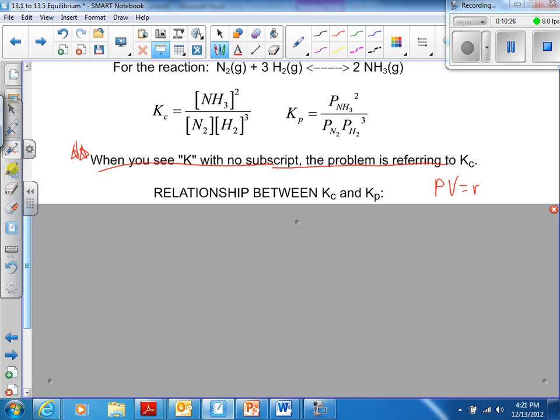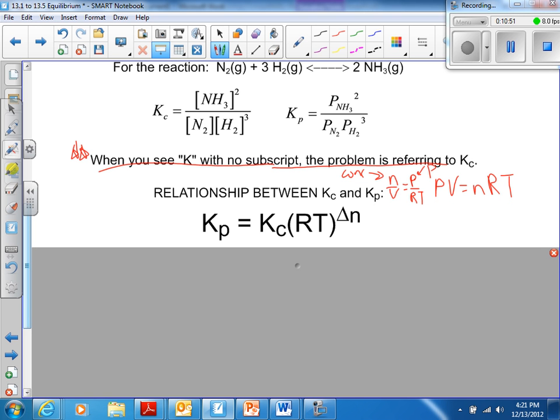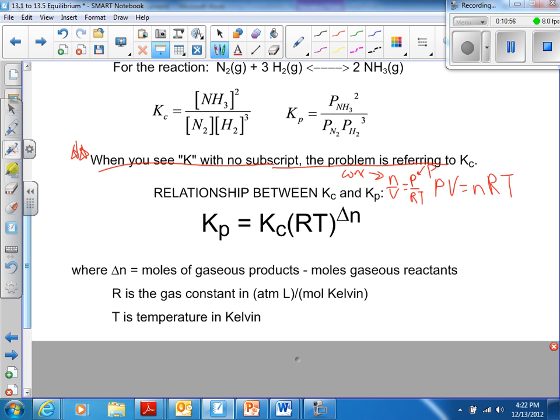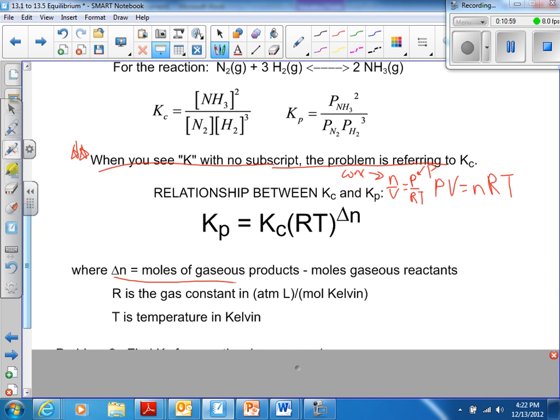All right, so there is actually a relationship between Kc and Kp because we have the equation PV equals nRT. Now, n over V is concentration. So n over V, let's see, what is that going to equal? P over RT. So P is pressure, n over V is concentration. And from that information, you can actually derive this relationship right here. Probably going, what in the world is that delta n? Now you know delta n is the moles of gaseous products minus the moles of gaseous reactants.